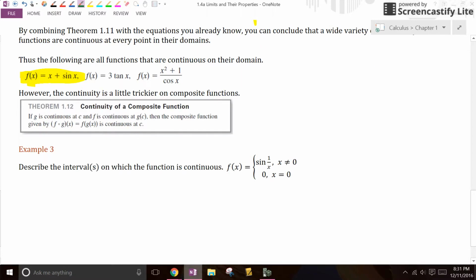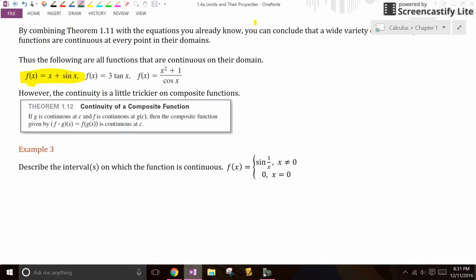All right, now let's look at example 3 here. Describe the interval on which the function is continuous. So we have this graph: f of x is sine of 1 over x for x not equal to 0, and when x is 0, let's make the graph equal 0. Remember, this is a composition of two functions: the 1 over x graph, which we know doesn't have a value at 0, and then sine, which is continuous.